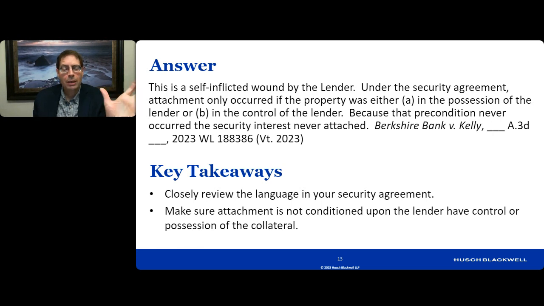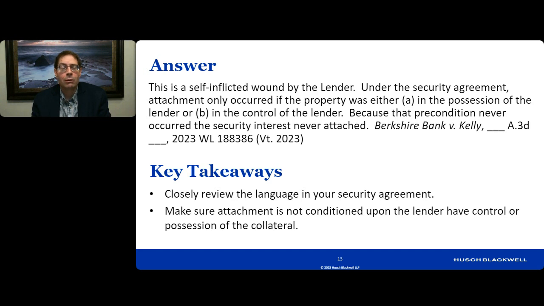I don't know who drafted this. I'm just getting this case that's coming out, and I'm like, oh, that's kind of interesting. And so this precondition was never satisfied. So what's the takeaway here? Well, the takeaway is the language in your security agreement actually matters.